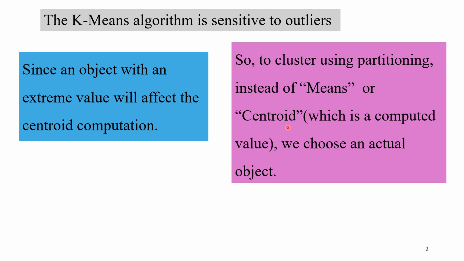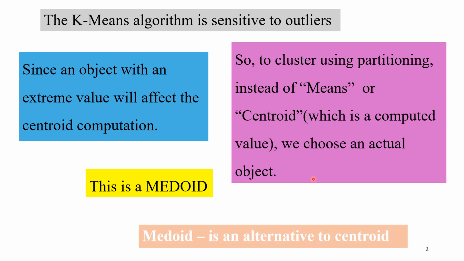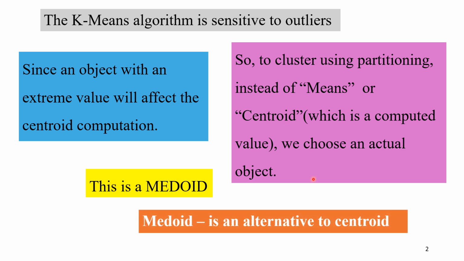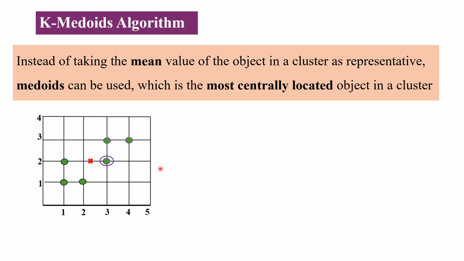See, the centroid need not be an actual value because we compute it and it may not match with an actual data point. So this actual object which we wish to use now, we call it a medoid, and this is the alternative to centroid. So in the K-Medoids algorithm, instead of taking the mean of the objects in the cluster as representative, medoids are used. And what is a medoid? It is the most centrally located object in a cluster.